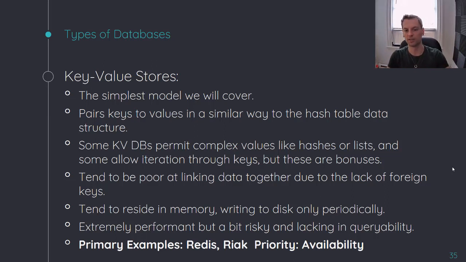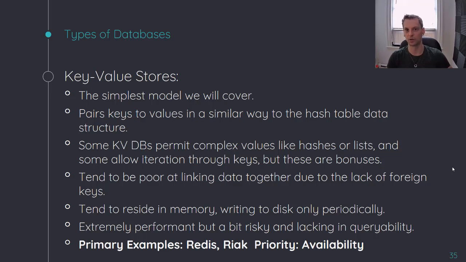Some key value databases permit some complex values like hashes or lists, and some allow iteration through keys, but these are bonuses, not universal across the genre. They tend to be poor at linking data together due to the lack of foreign keys, and they tend to reside in memory, writing to disk only periodically. They are thus extremely performant, but a bit risky and a bit lacking in queryability.